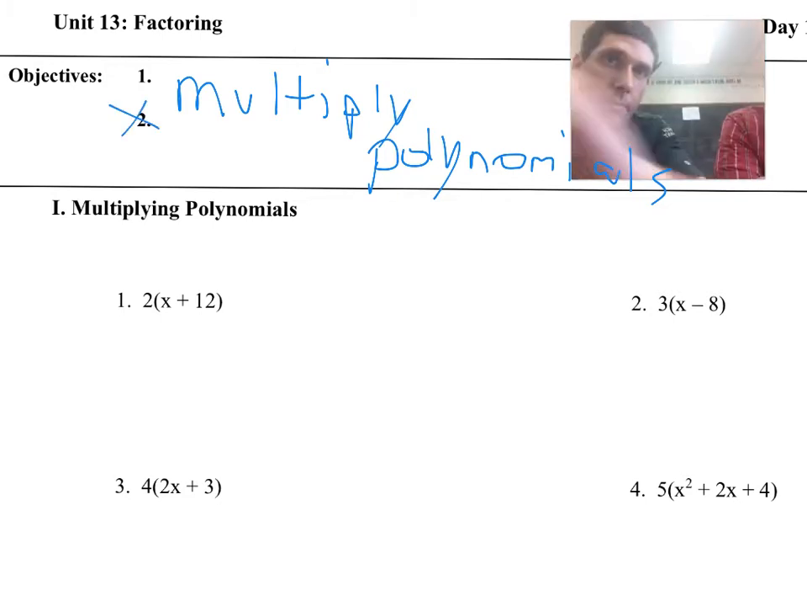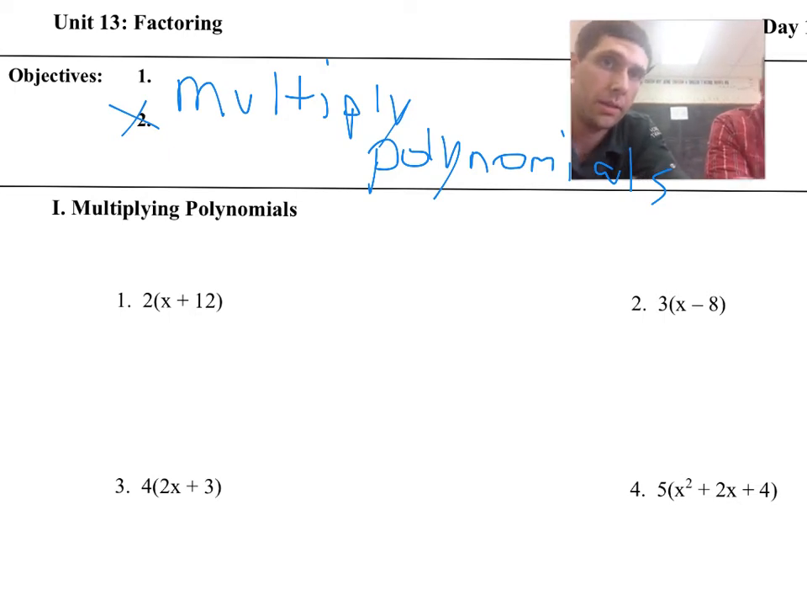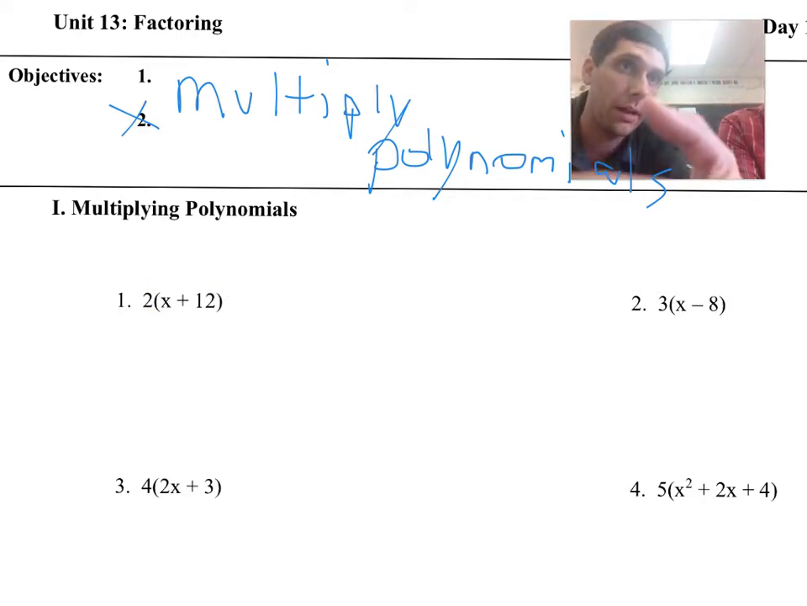Poly means more than one. So we're talking more than one term here. So in number one, we're going to take this number 2 here, and we're going to distribute it through the parentheses. This is nothing new. We did this back in Unit 5 months ago. The only difference here today is we're going to be doing it with multiple terms and different exponents.